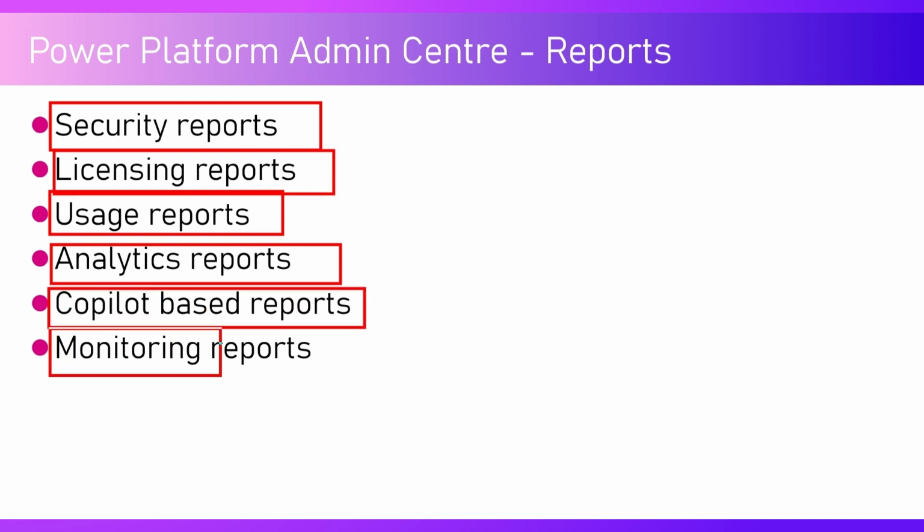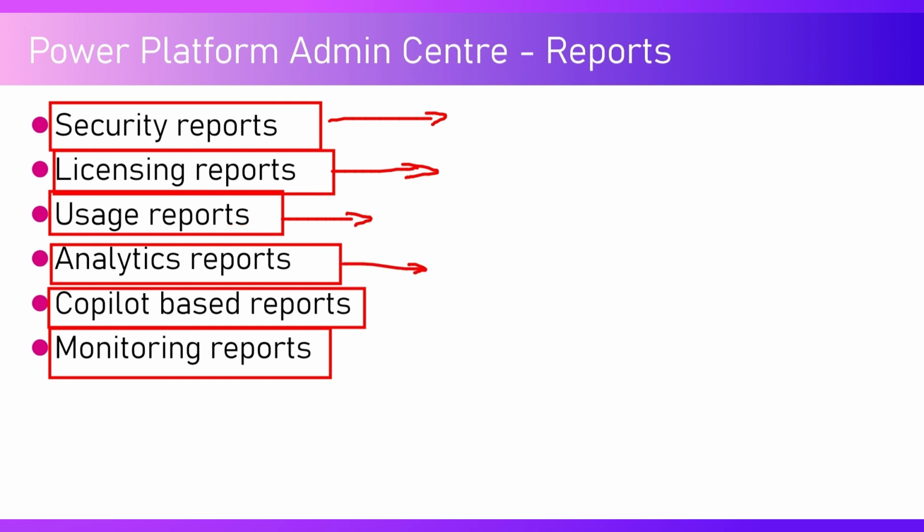Now, as the name suggests, each one shows you that kind of stats. So security reports is all about the security structure within your environment or tenant. Licensing report is all about giving you information about how the licenses are being consumed, how many licenses you have, and how they are being allocated. Usage report is all about how the application which you have built is being consumed by your end users. So that's mainly useful for adoption purposes.